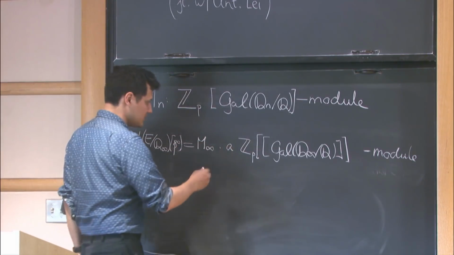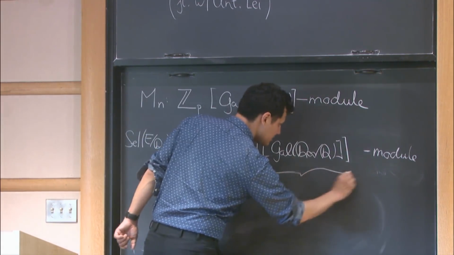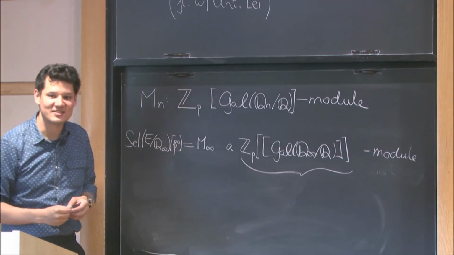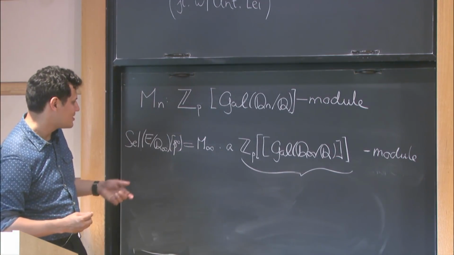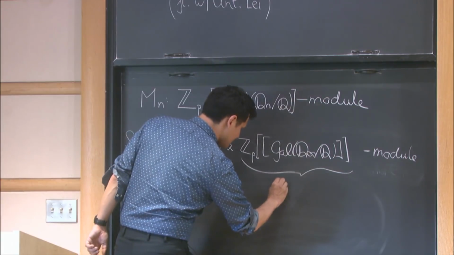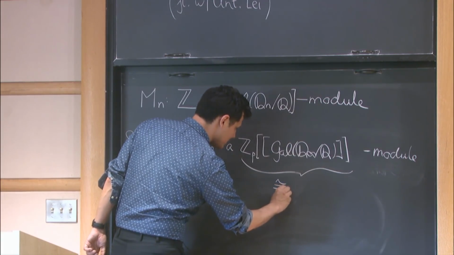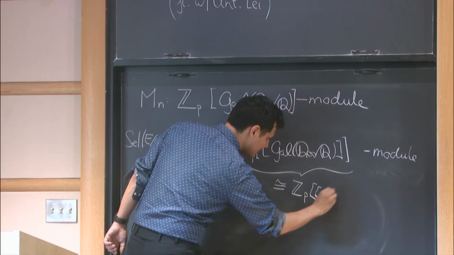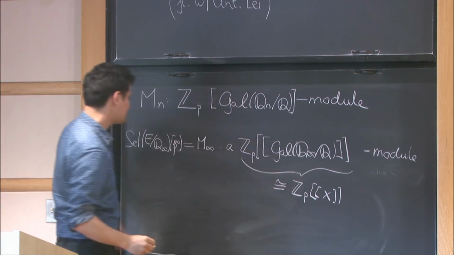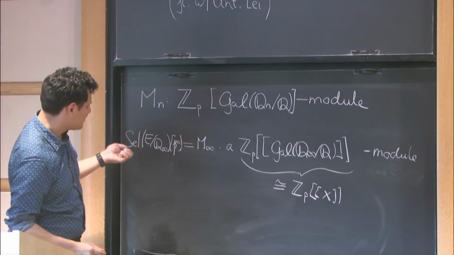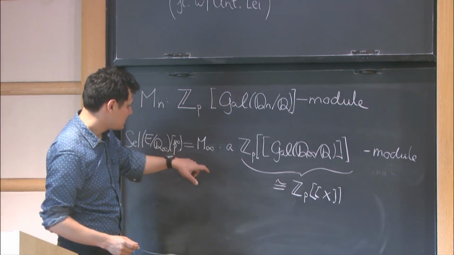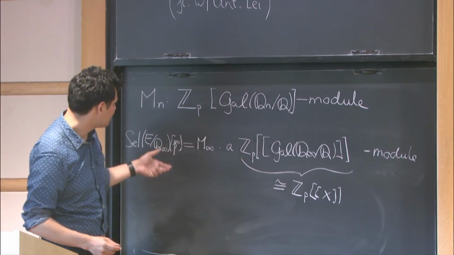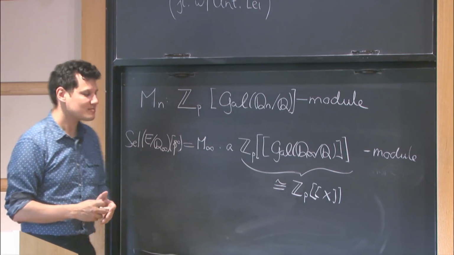And the observation of Serre in the 1950s, 1960s, when he studied the work of Iwasawa, was that this is isomorphic to Z_p double bracket X. So in the end, you're faced with the challenge of analyzing a Z_p[[X]] module M_infinity to say something about the ranks.